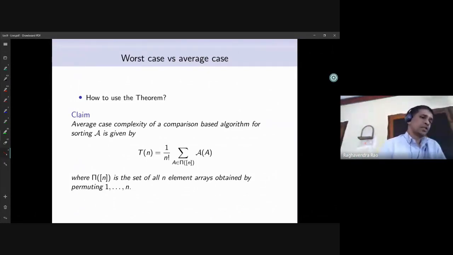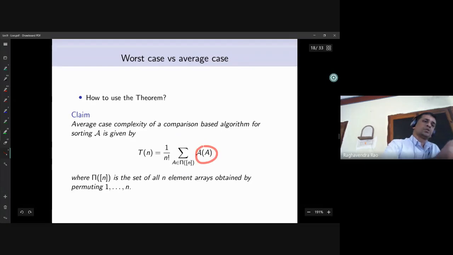So what is the use of this theorem? We have a simple definition for average case complexity now, right? The average case complexity of any comparison based sorting algorithm, it need not be sorting, any algorithm where we only bother about the number of comparisons made, is given by 1 by n factorial times the sum of the complexities, that is, the number of comparisons made by the algorithm on all permutations of 1 to n. Where this notation pi of n is the set of all n element arrays obtained by permuting 1 to n.